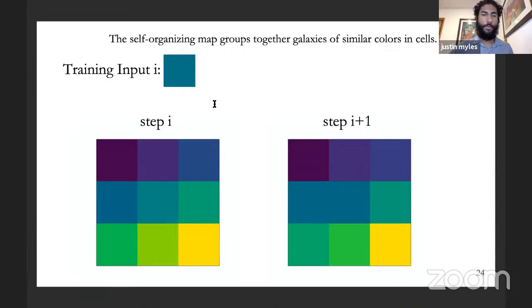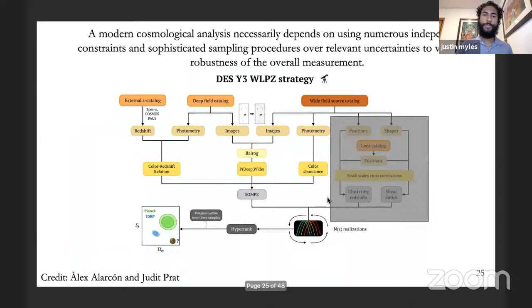But for this illustrative example, if we had this galaxy training input of this color, it would be assigned to the cell that's nearest to it in color, and then that cell and its neighboring cells would have their colors slightly perturbed to be more like the color that was just assigned to it. If you compare these two colors, it's more obvious: after this input has been assigned to the cell, they're now closer together. So as you pass a huge number of galaxies through this iterative training algorithm, your SOM maps the color space of your input sample. That's SOMPZ, that's how it works.